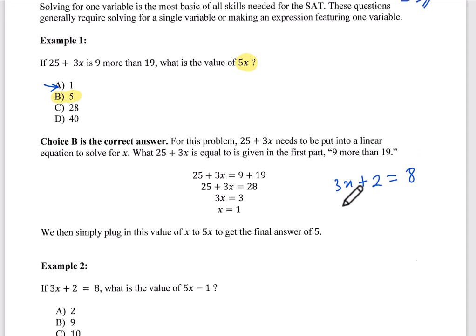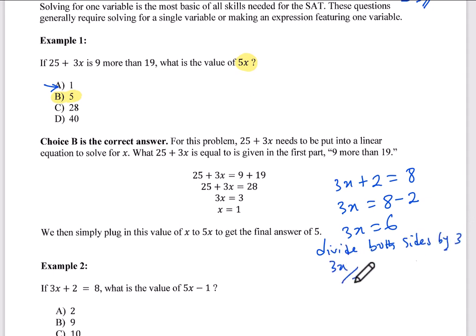Okay, so let's collect like terms here again. So 3x is equal to 8 minus 2. Crossing over, now we have 3x is equal to 6. Now we have a coefficient, so let's divide both sides by 3 because that's the coefficient. So we'll have 3x divided by 3 is equal to 6 divided by 3. Let's cancel out, and x is equal to 6 divided by 3, which is 2.